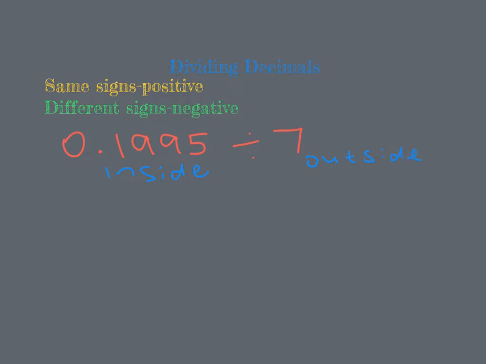Let's go ahead and set this up. So I'm going to put 7 on the outside and 0.1995 on the inside. Because I have no decimal on the outside, I'm just going to bring the decimal on the inside straight up. Make sure your work's organized so your decimal is always in the correct place.